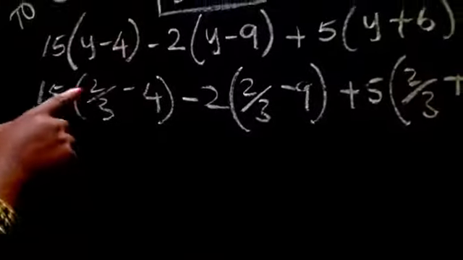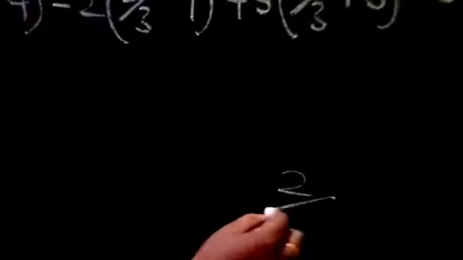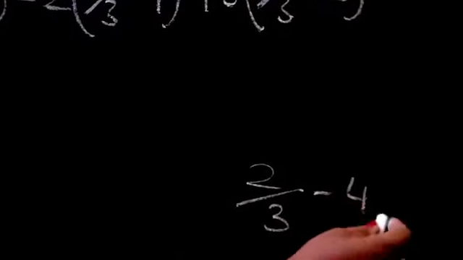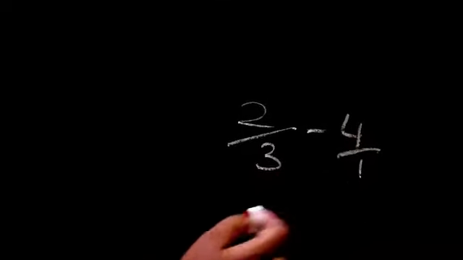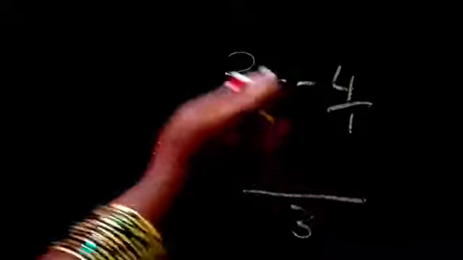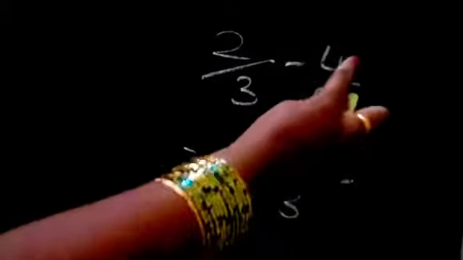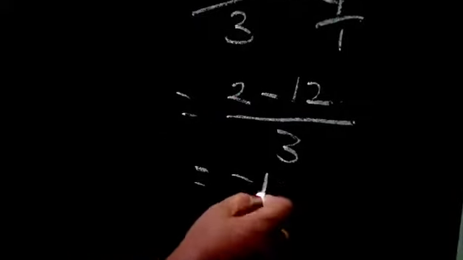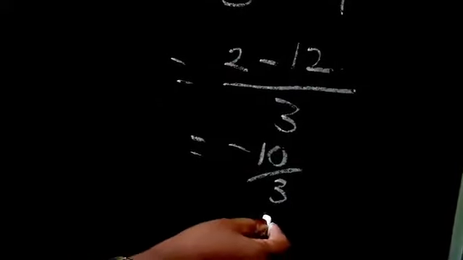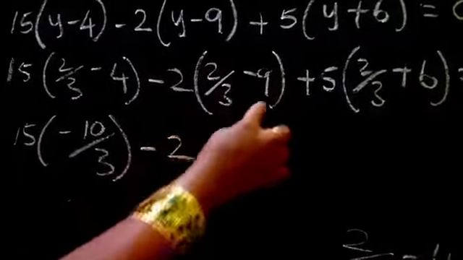Now this 2 by 3 minus 4 we have to simplify. 4 is also 4 by 1, the same only. In the denominator we have 3 and 1, so our LCM is 3. Now do the cross multiply: 1 two is 2, minus 3 fours are 12. Then minus 12 plus 2 is minus 10 divided by 3. This answer we will substitute in this place: minus 10 by 3.